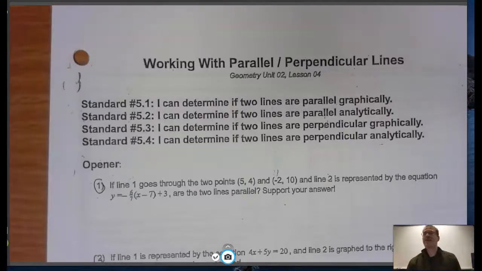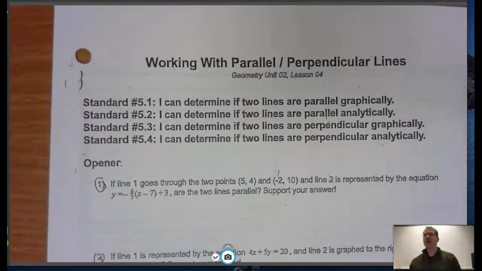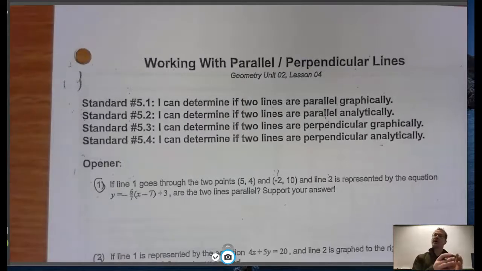And we're back for more work with parallel and perpendicular lines. What we're going to do today is combine the first three lessons together, in that we're going to use writing equations of lines, and what we know about parallel and perpendicular lines, to write equations of parallel and perpendicular lines. So you can see that we're going to use all of our standards so far.